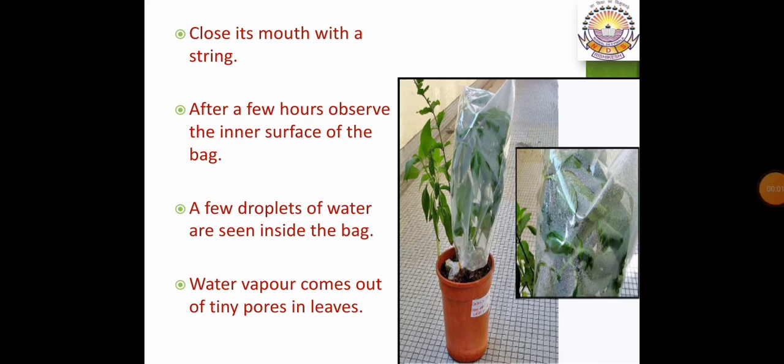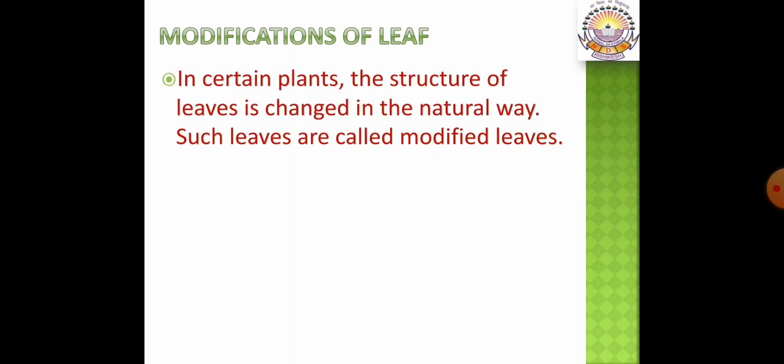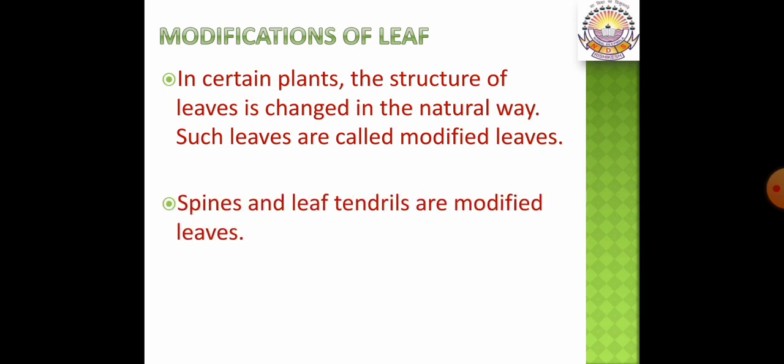Next topic is modifications of leaf. Students, making food is not the only function of a leaf. Leaves are modified in various ways in various plants. In certain plants, the structure of leaves is changed in a natural way. Such leaves are called modified leaves. What are some examples of modified leaves? Those are spines and tendrils. So now let's talk about these one by one.